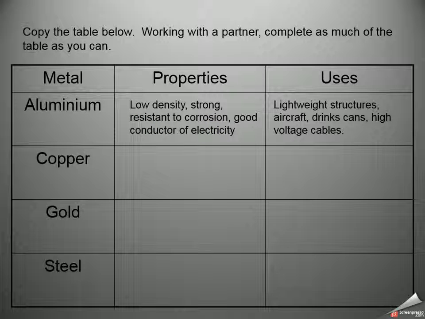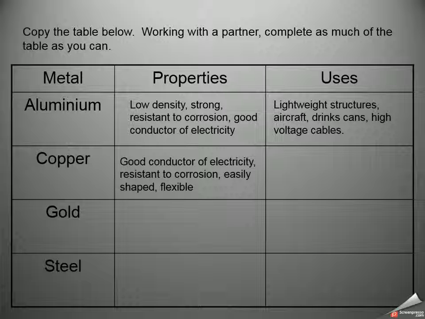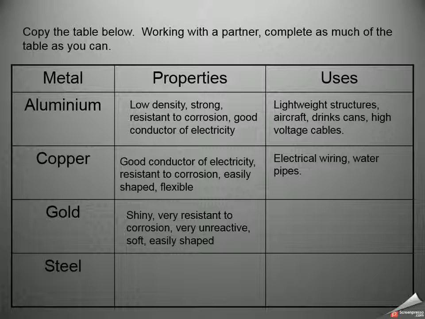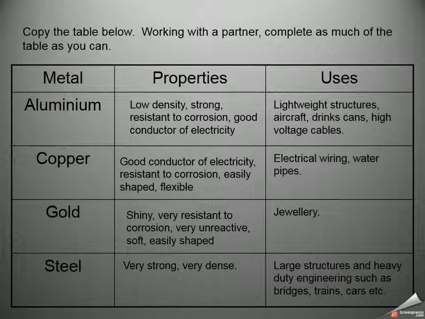You've got copper, a good conductor of electricity, which is why you always see it in wires. Resistant to corrosion, which means that it doesn't react with water and oxygen and make something else. And it's easily shaped and flexible, hence its use in wires. The main use is electrical wiring and water pipes. Gold is shiny, resistant to corrosion, very unreactive. It's pretty much useless, really, apart from decoration, and that's why it's just used in jewellery. And steel is very strong, very dense, used in lots of things: large structures, heavy duty engineering, cars, trains, bridges, all sorts.